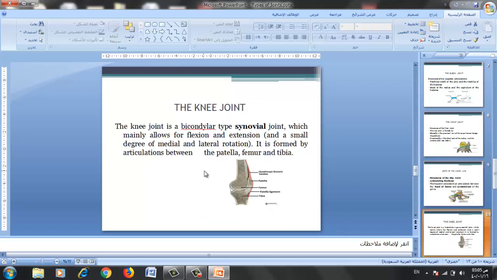The knee joint. The knee joint is a bicondylar type synovial joint, which mainly allows for flexion and extension, and a small degree of medial and lateral rotation. It is formed by articulation between the patella, femur, and tibia.